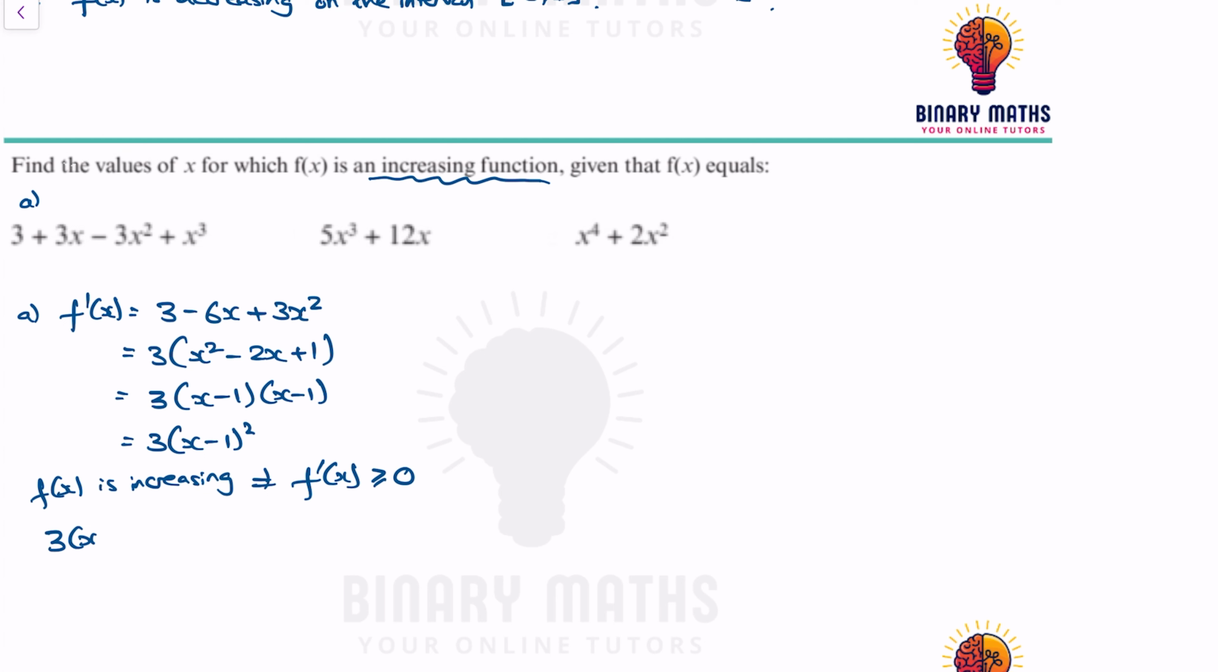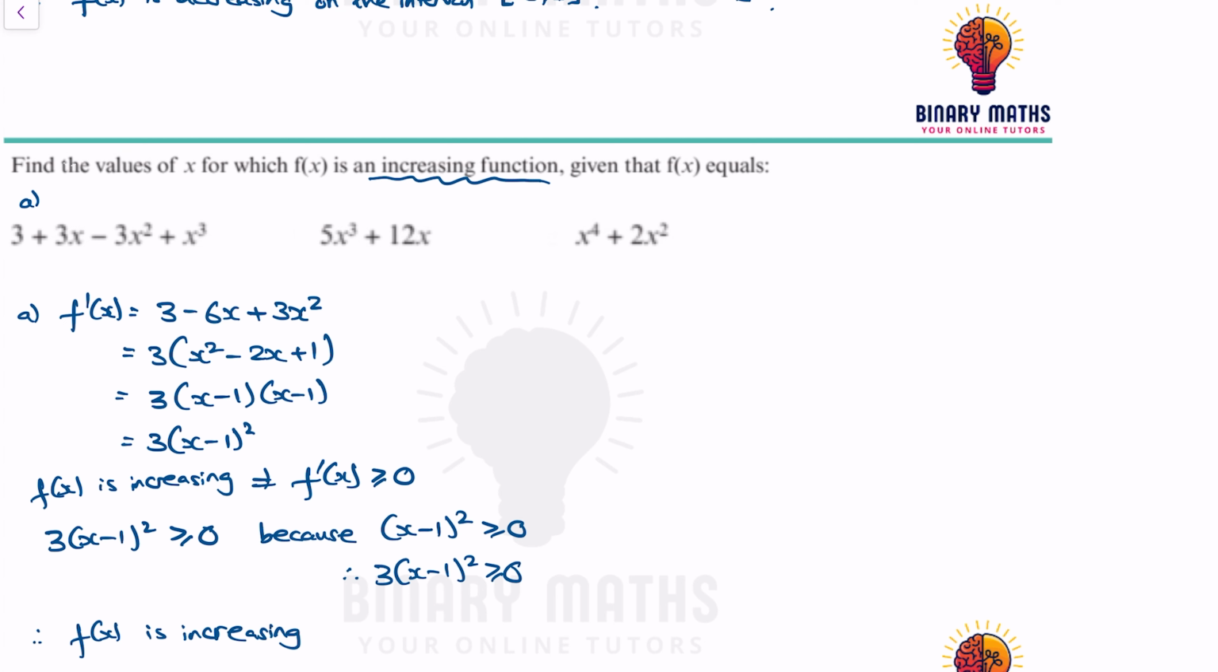3 times x minus 1 squared is always greater than or equal to 0, because x minus 1 squared, which is a square number, is always greater than or equal to 0. Therefore, 3 times x minus 1 squared is greater than or equal to 0. Therefore, f of x is increasing for all x is an element of reals.